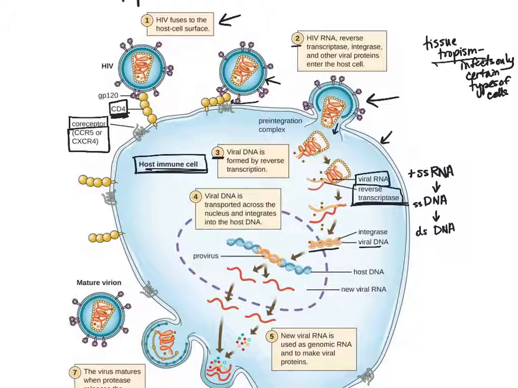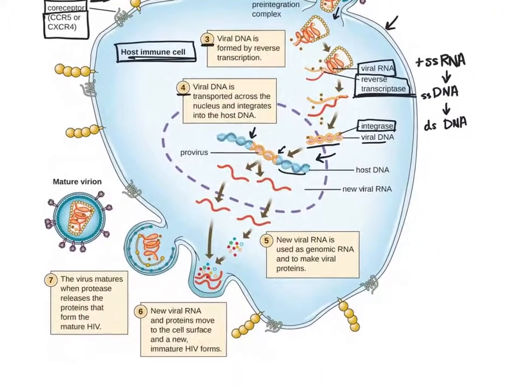Now we're going to be using the enzyme integrase that we mentioned to integrate that into the host DNA. So in 4, the viral DNA is transported across the nucleus, so we're going through the pore here, and integrates itself into the host DNA. So we use our enzyme integrase to integrate it into the host DNA here. So the blue is the host DNA, and it's going to stick itself right inside there.